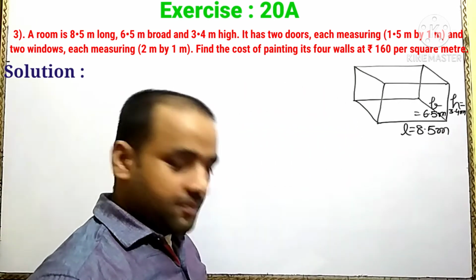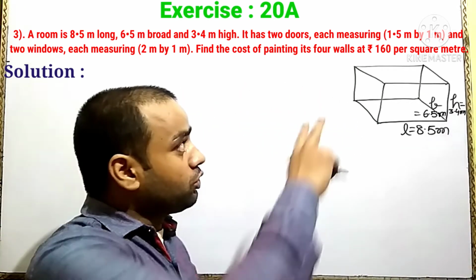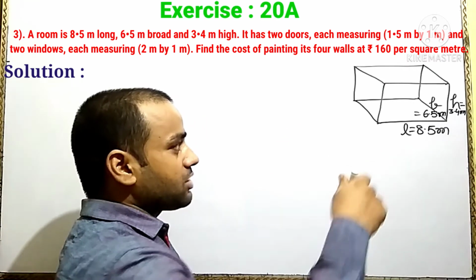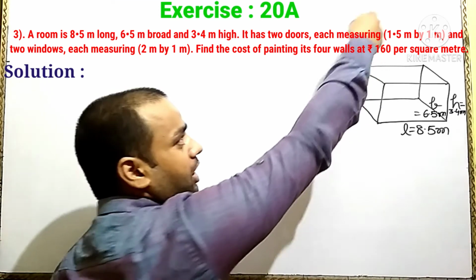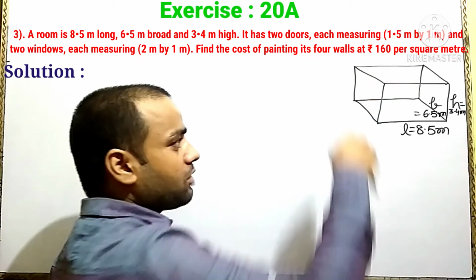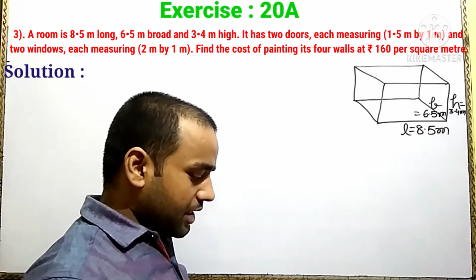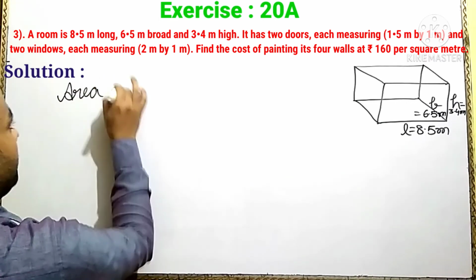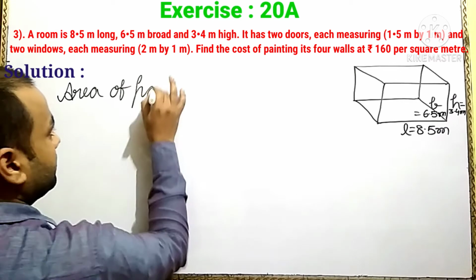Is it clear? It has 2 doors and 2 windows. The doors and windows are included in the wall here. First of all we find the area of the painted part.